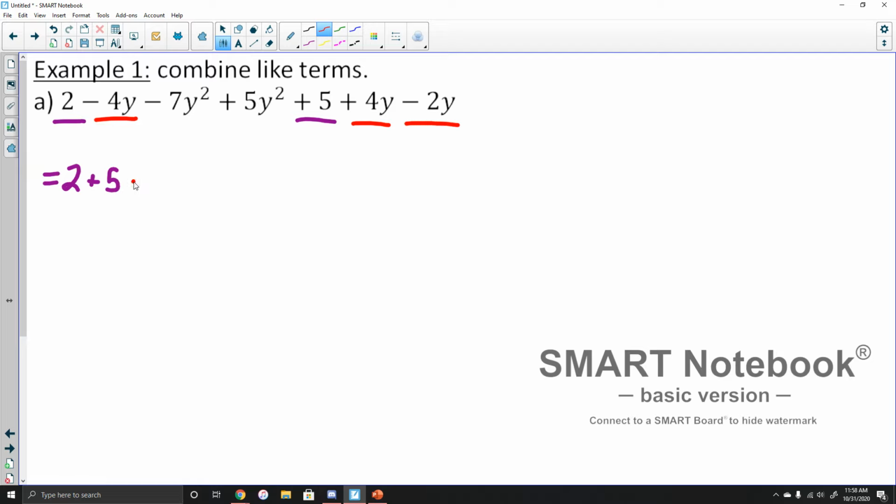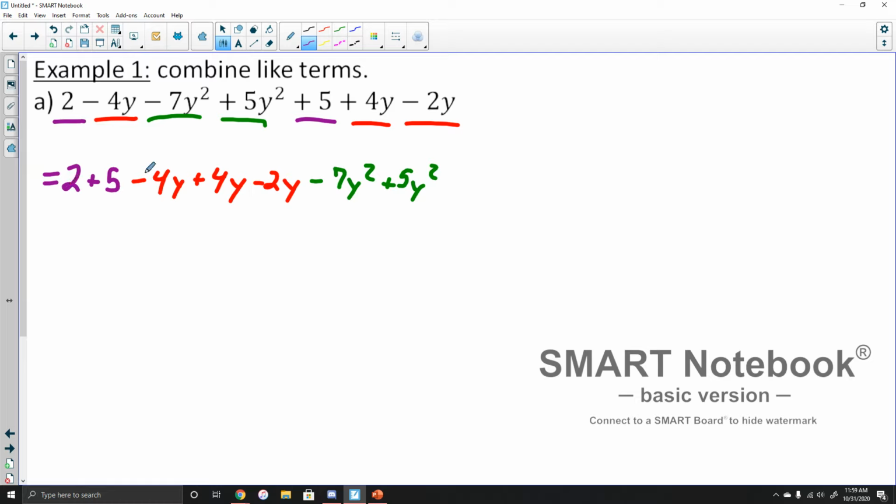We have -4y plus 4y minus 2y. Let's do one more color. And now, okay, now I see y squared. So I have -7y squared. Oh, there's another y squared. And that looks like everything, right? So let's do this. -7y squared plus 5y squared. And now we kind of have everything nicely together.